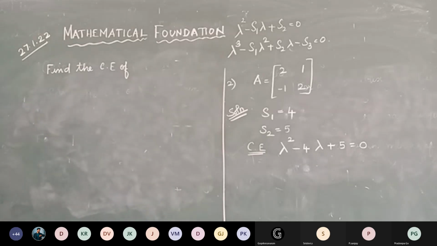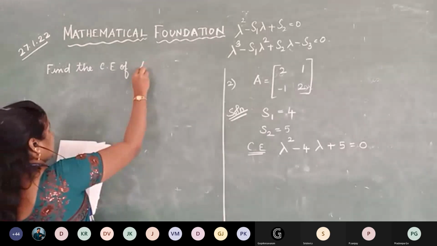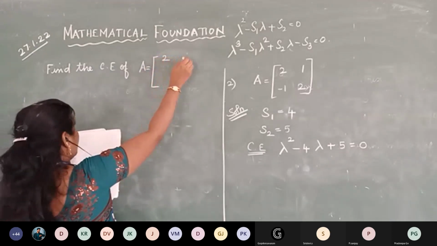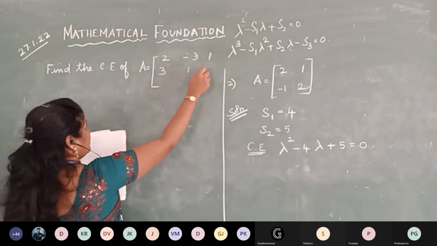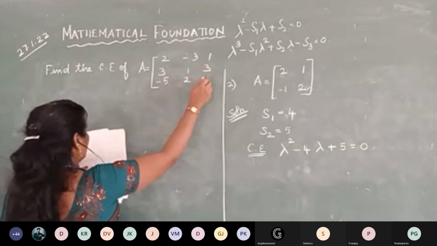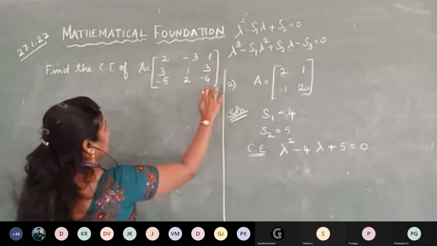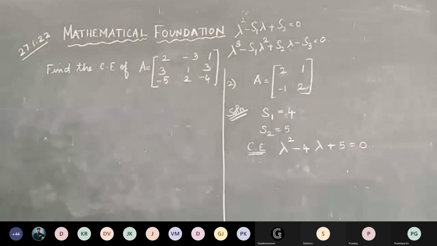Next one. Find the characteristic equation. I'm going to give a 3 cross 3 matrix. So A is equal to 2 minus 3 1, 3 1 3, minus 5 2 minus 4.